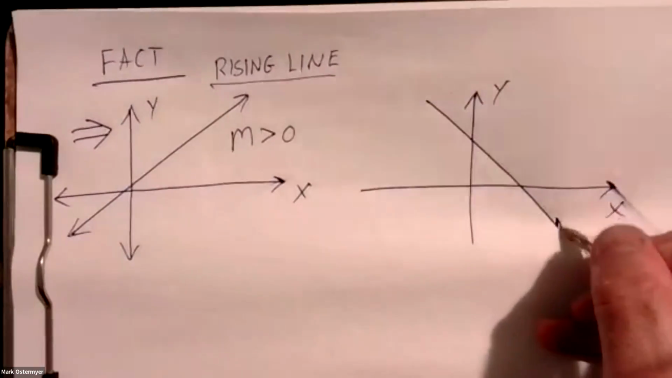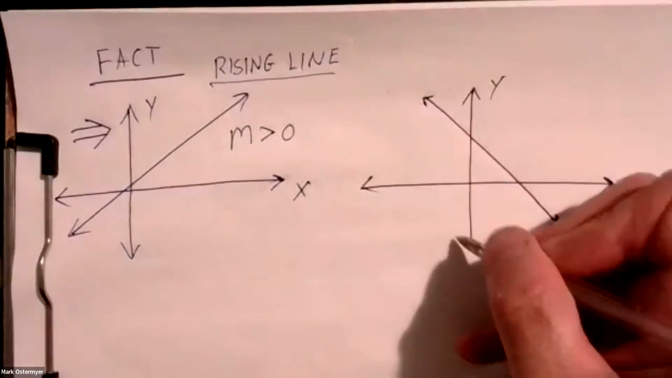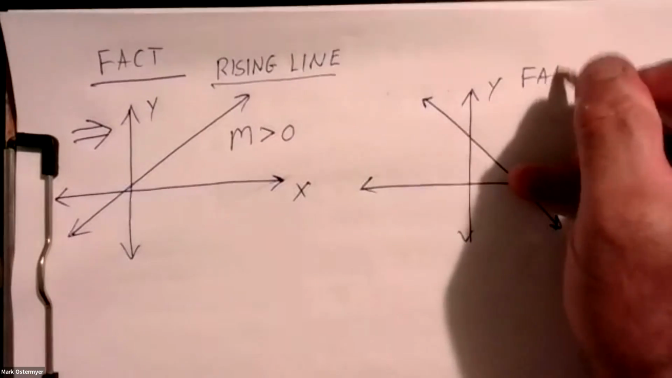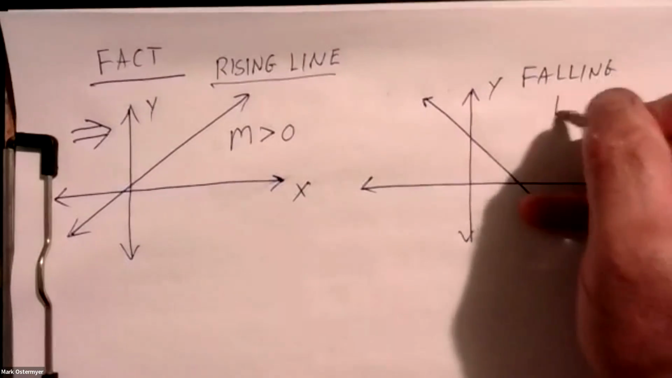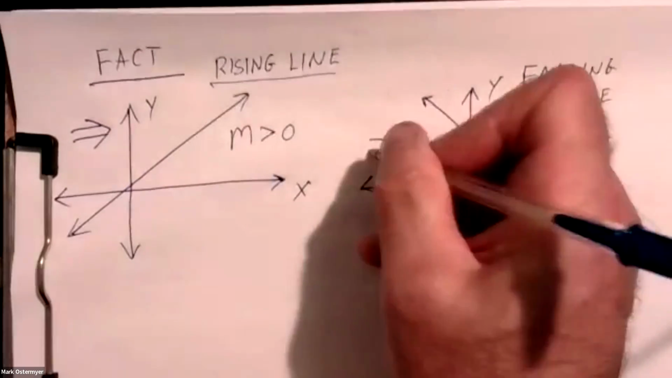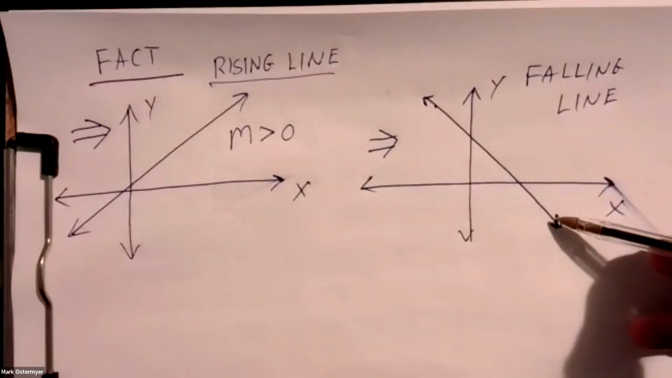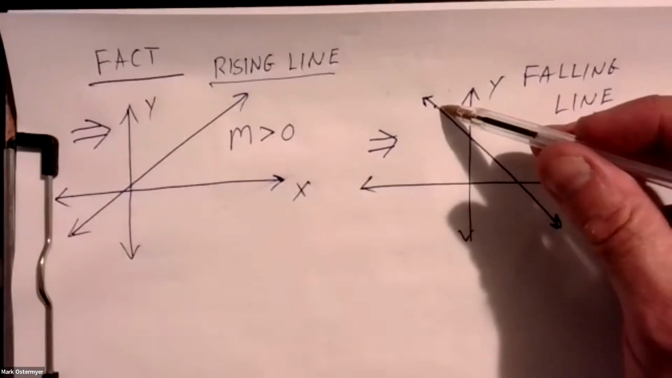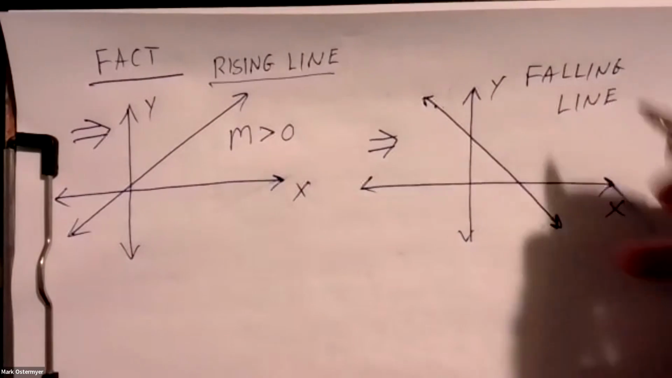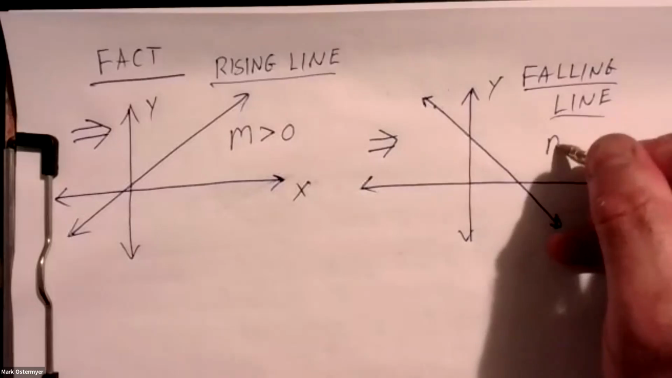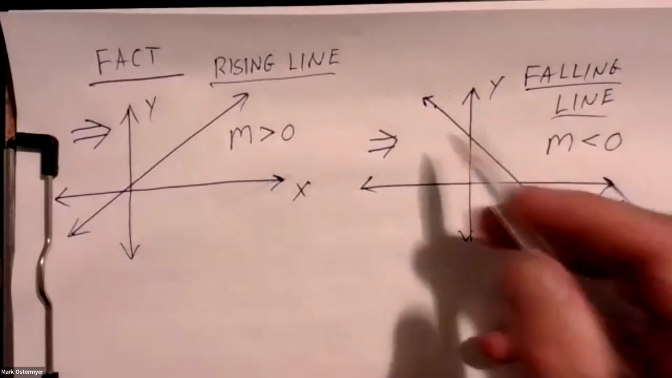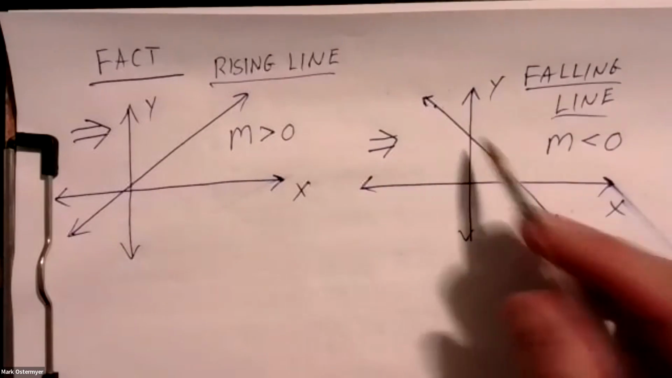Contrast that with the graph of this linear function. This would not be a rising line now. This is called a falling line, because as you progress from left to right in the plane along the line, you're falling down on the line. The y coordinates are decreasing. Falling lines always have negative slopes. So the slope of a line oriented this way better always have a negative slope.